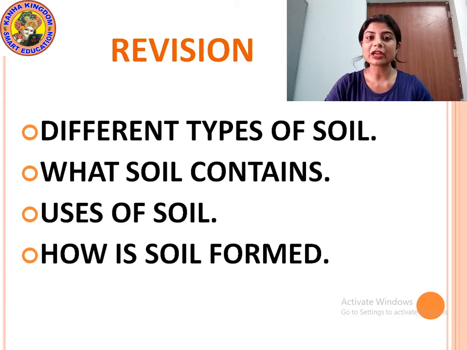Then manure. What is manure? Manure is a kind of medicine, insecticide or pesticide that is given to the soil: animals' waste that is mixed with the soil and helps the plants to grow well. It is the waste material of the animals, like cow dung. The cow dung we add to the soil becomes manure. If we give manure to the soil, it helps the plants to grow well.